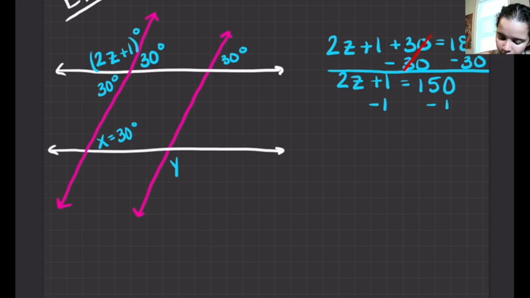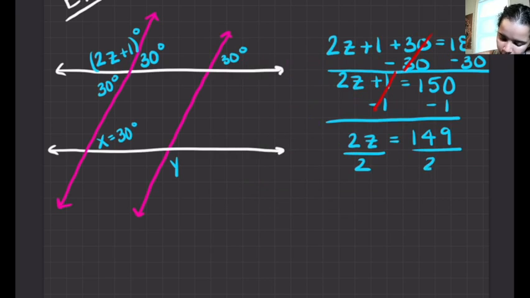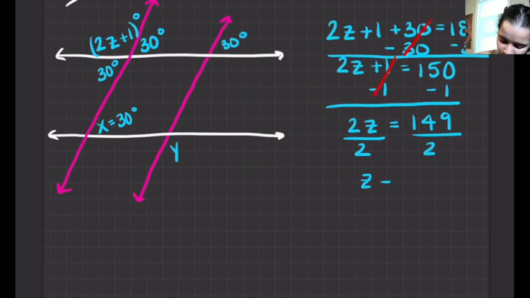So subtract 1. You could also combine the like terms. I'm just showing you guys a different way to do this. And then now this is 149. And this is not going to be a pretty number for z because now we have to divide both sides by 2. So z equals 149 over 2, which is going to be a decimal, 74.5. But that's okay because remember, z is not the measure of the angle. Z is this. This whole angle measures 150 degrees, okay?